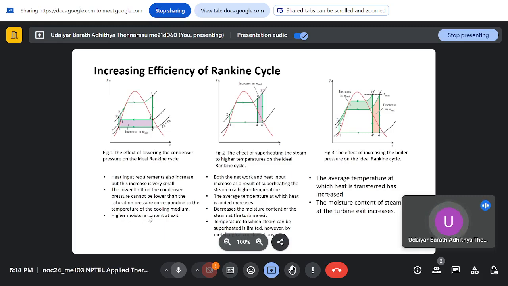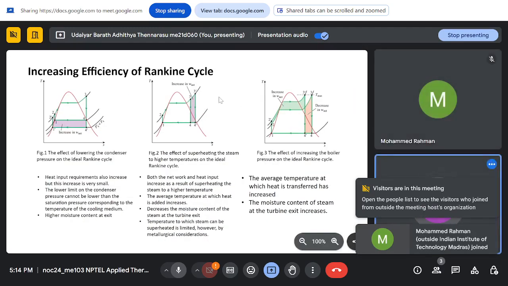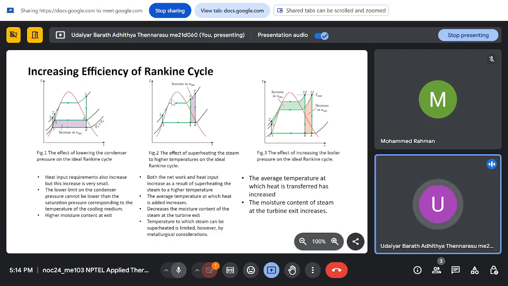Then there is higher moisture content at exit. So this will also give you a larger moisture content at the exit of the turbine. And then the other option is increasing the temperature at the inlet of the turbine, that is superheating, a higher degree of superheat. So this effectively increases your mean effective temperature, and that will also give you an increase in efficiency.